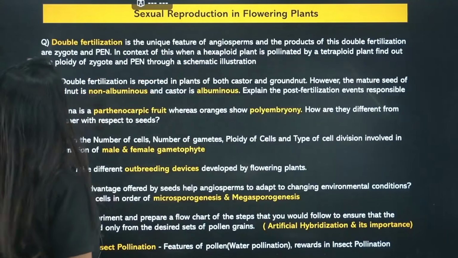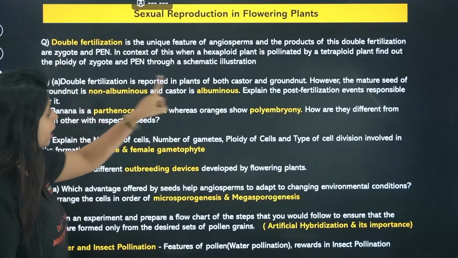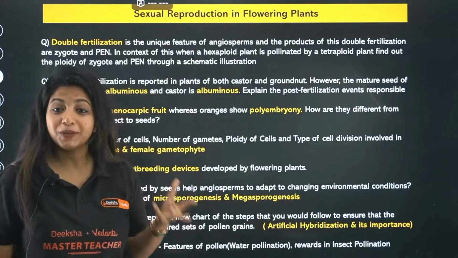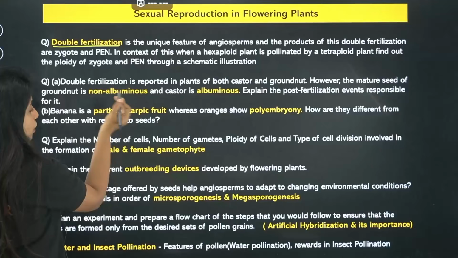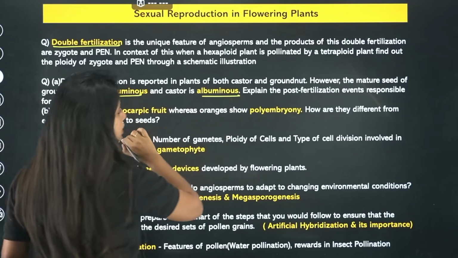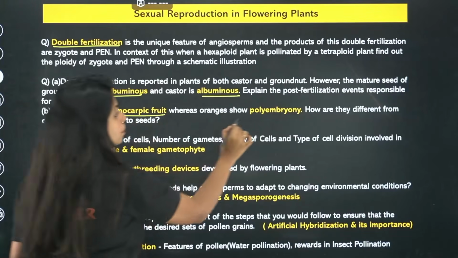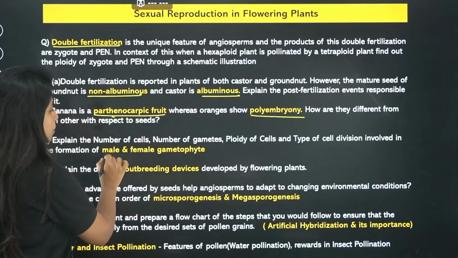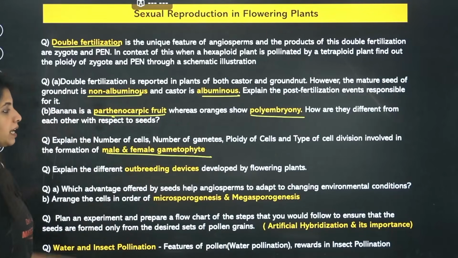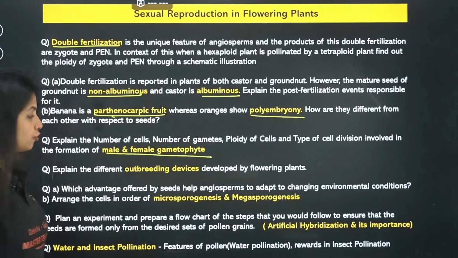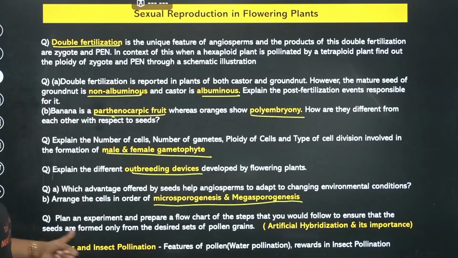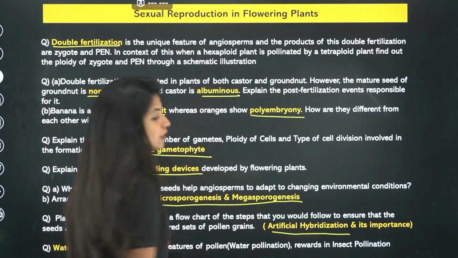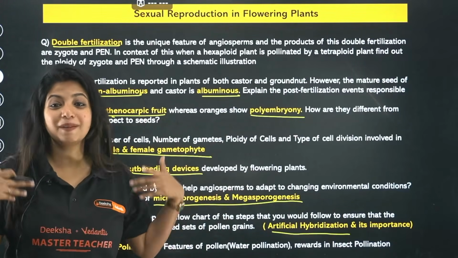Cool. Now coming back to the 5-marker questions. Now over here I have put something in yellow. What is it? Basically, there could be questions coming from double fertilization. There could be questions coming from non-albuminous and albuminous seeds. There could be questions coming from parthenocarpy and polyembryony. There could be questions coming from the male and the female gametophyte, as in the pollen grain, as well as the embryo sac structure. There could be questions coming from outbreeding devices. There could be questions coming from megasporogenesis and microsporogenesis. There could be questions coming from artificial hybridization. Now when I say there could be questions coming from, there could be anything.